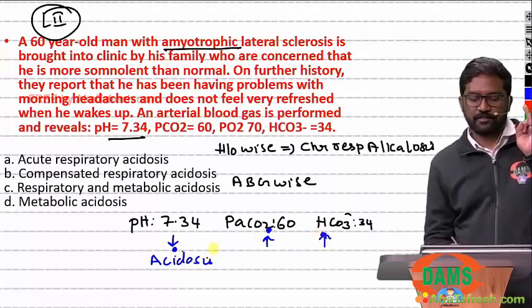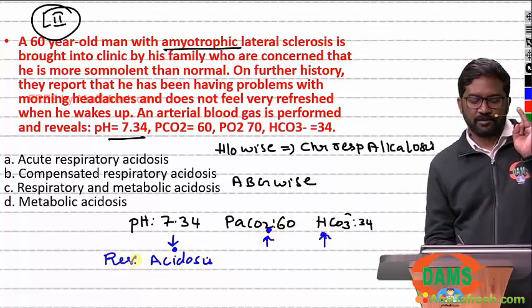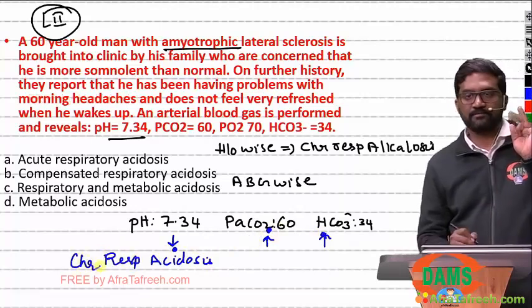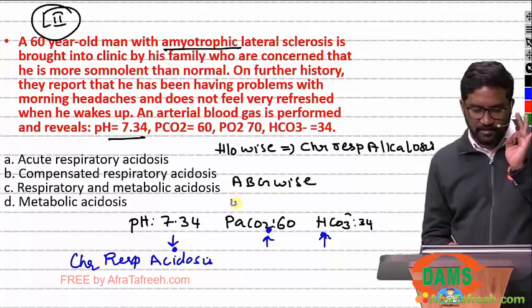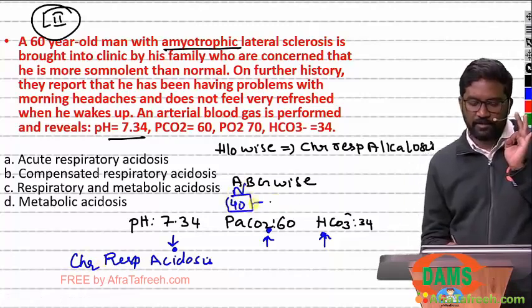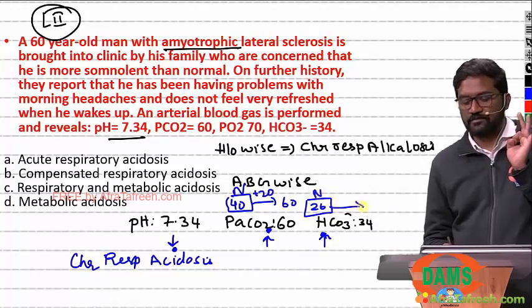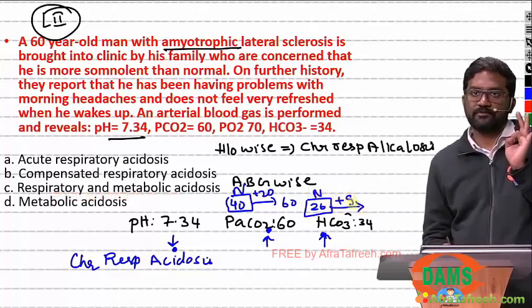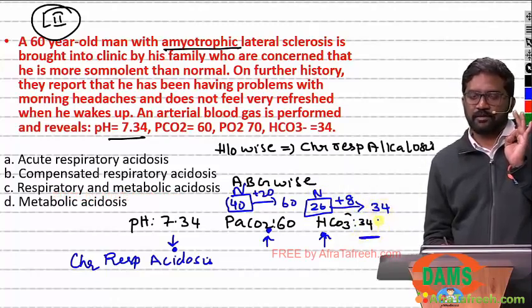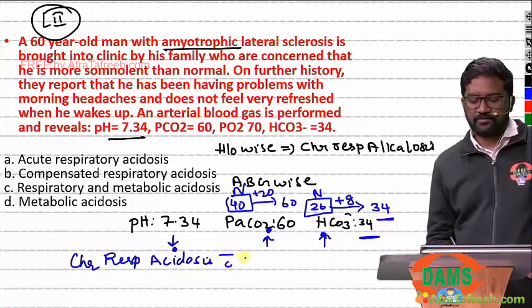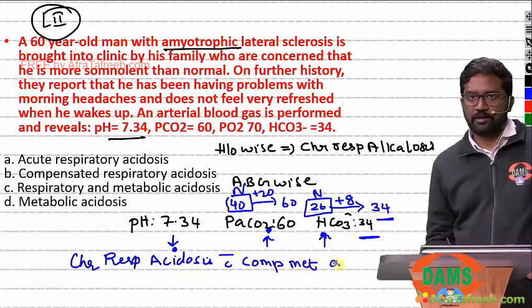The change is in the opposite direction. So it has to be respiratory. Acute or chronic? Chronic. Third step, calculate compensation. Here CO2 has increased from the normal value of 40 to 60, by 20. To call it adequate compensation, bicarbonate should increase from 26 to how much? For 10 it is 4, for 20 it is 8, 26 plus 8, 34. Given value matches expected value. So it is chronic respiratory acidosis with compensatory metabolic alkalosis.